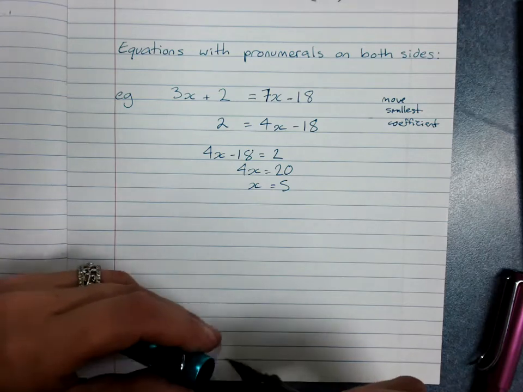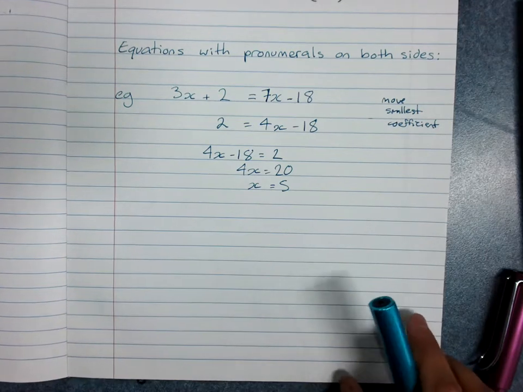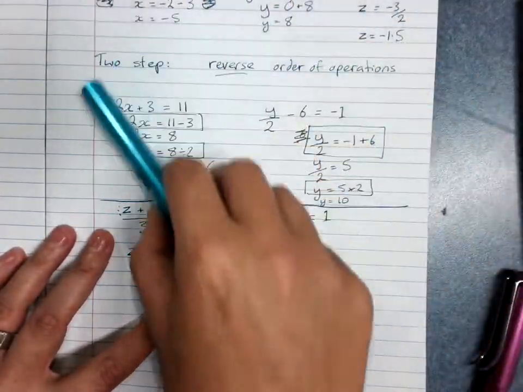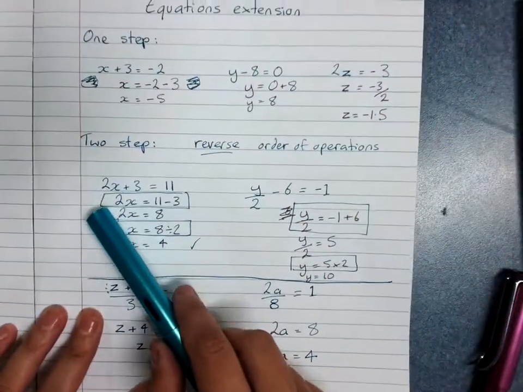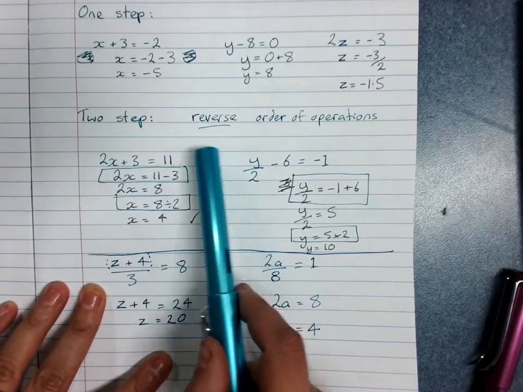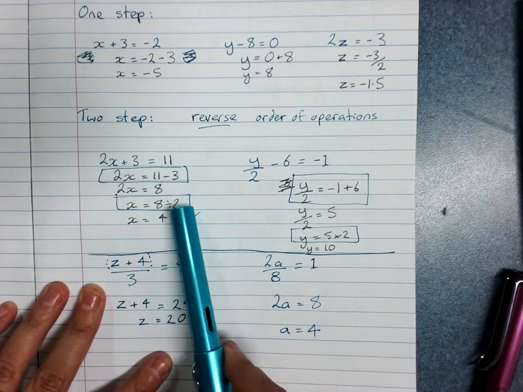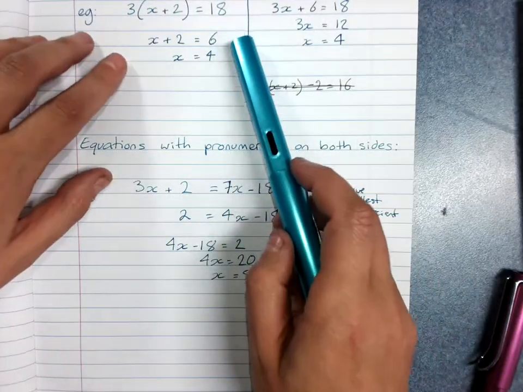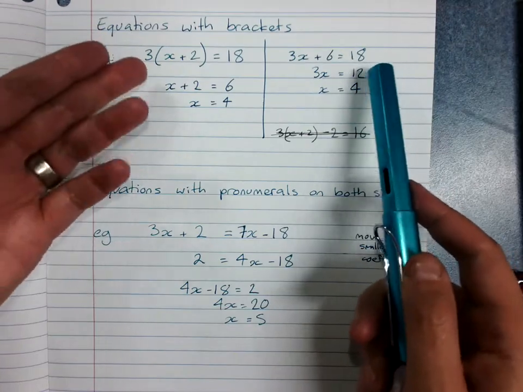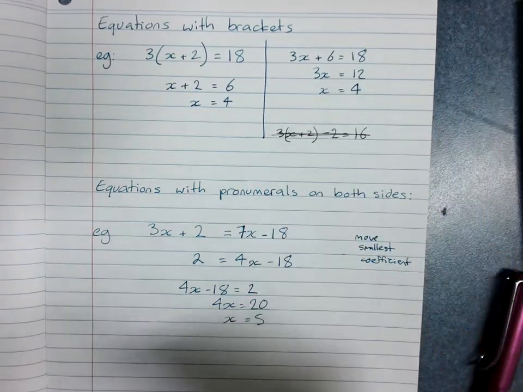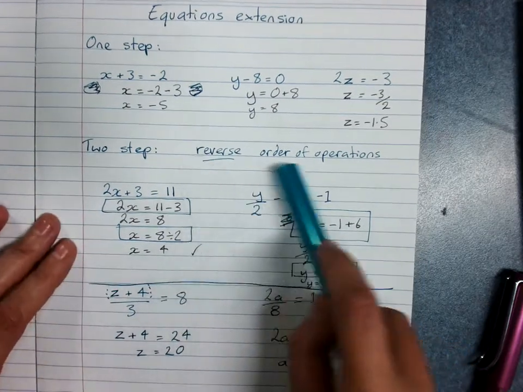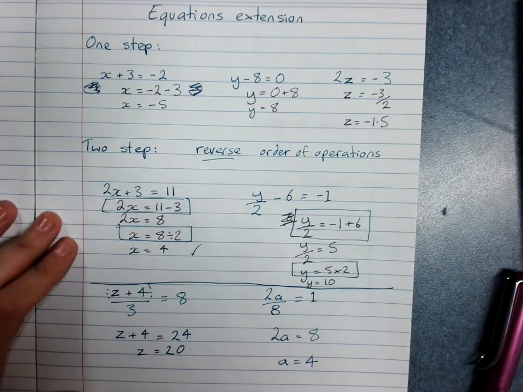So that's been an overview of a whole bunch of different types of equations, but they're actually all based on one-step equations. Because a two-step, you do one step, and you get to a one-step. This one, you get to a one-step equation. So if you can do your one-step equations right, and remember the reverse order of operations, then you can do it all.